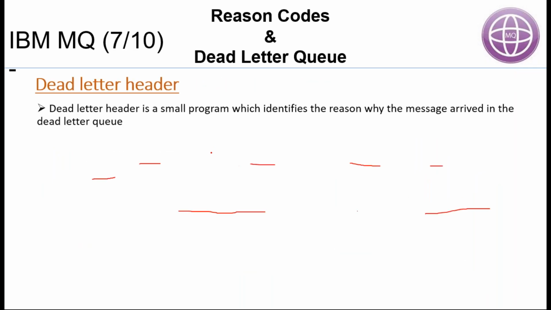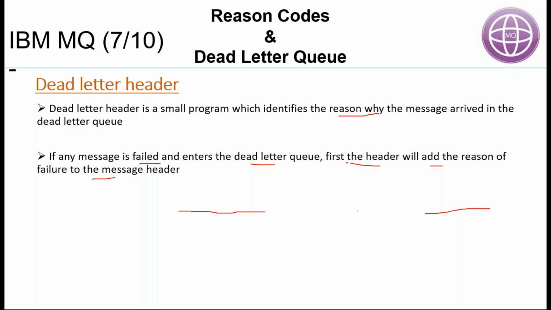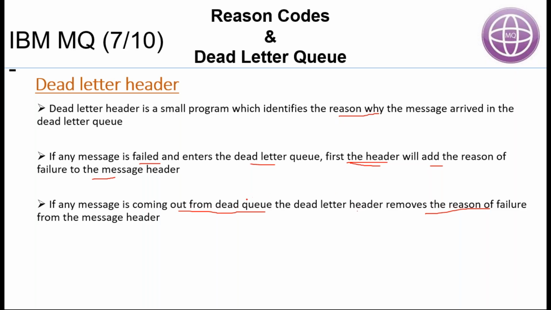So these are the 3 duties of the dead letter header. I'm repeating again. The first thing is the dead letter header identifies the reason why the message failed. Second, it attaches that reason to the message header. Third, it removes that reason of the failure from the message header while the message is coming out of the dead letter queue. This is completely taken care of by the queue manager itself. We have nothing to do with it, but we have to understand what the dead letter header is and what it does.